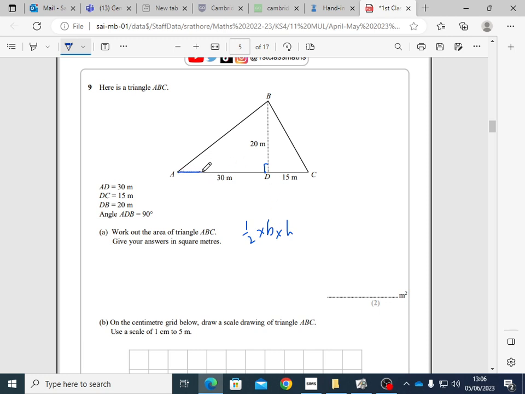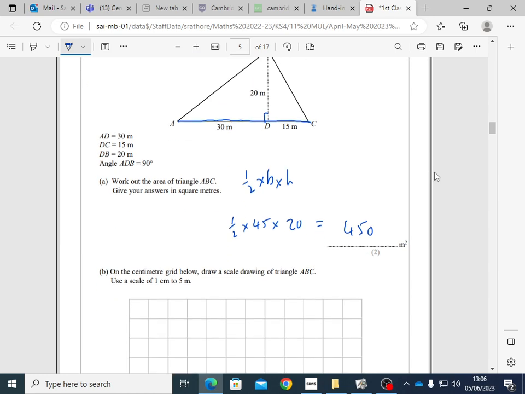So that base here going all the way along there is that plus that, which is 45. So it's going to be a half times 45 times the height, which is 20. Now don't forget you've got a calculator. I haven't, so I'm just going to do half of 20 is 10. 10 times that is 450. But can you make sure you've got that on your calculator? 450 meters squared. Make sure you know how to type it in your calculator. Check my maths because I could be wrong. And let's move on.